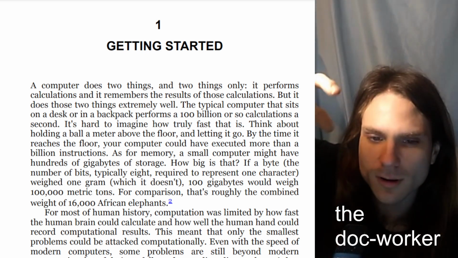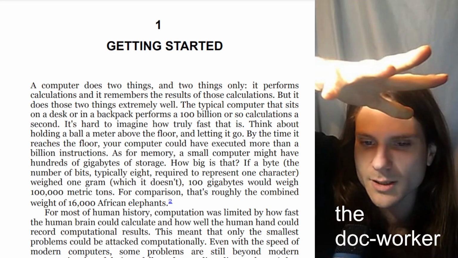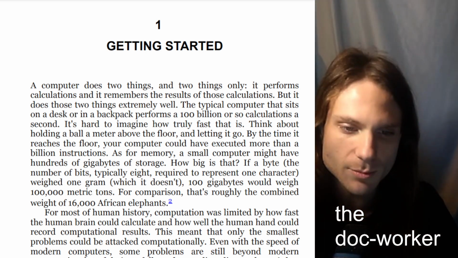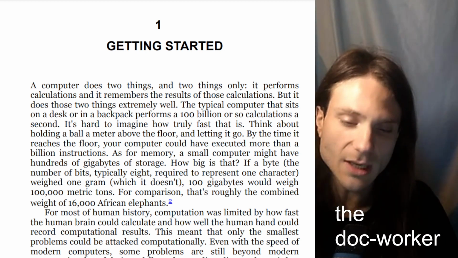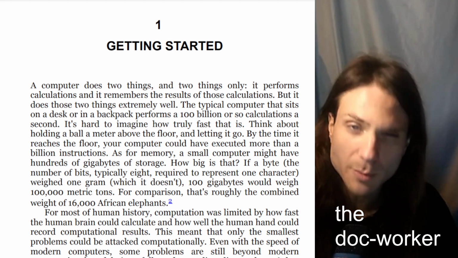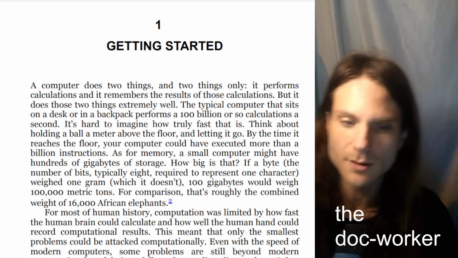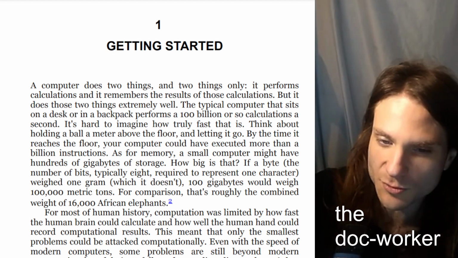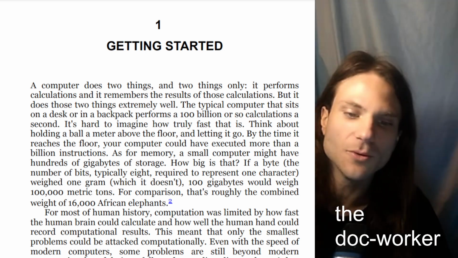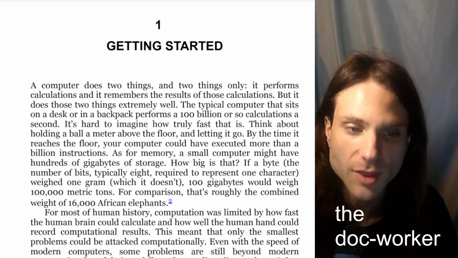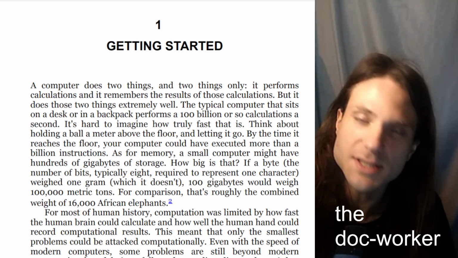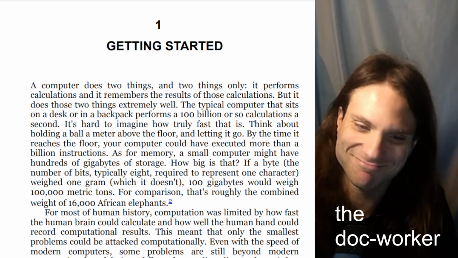Think about holding a ball a meter above the floor and letting it go. By the time it reaches the floor, your computer could have executed more than 1 billion instructions. As for memory, a small computer might have hundreds of gigabytes of storage. How big is that? If a byte, the number of bits, typically 8, required to represent one character, weighed 1 gram, which it doesn't, 100 gigabytes would weigh 100,000 metric tons. For comparison, that's roughly the combined weight of 16,000 African elephants.